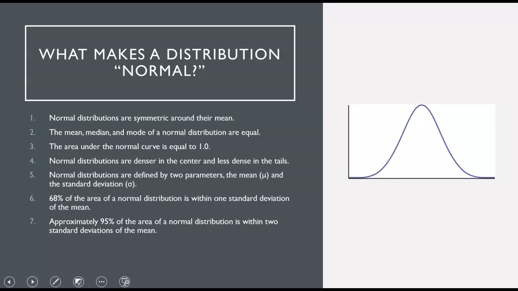This is what a normal distribution curve will look like. It is less dense in the tails and denser in its center. The area will equal 1. The mean and median will be equal to one another at the center. It's symmetric around the mean. It's going to be defined by two parameters, the mean as well as the standard deviation.